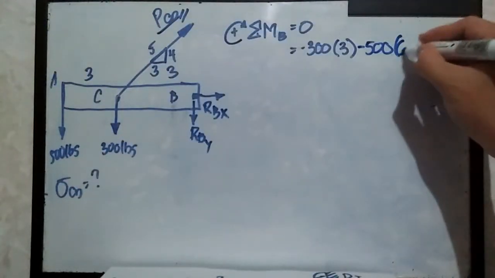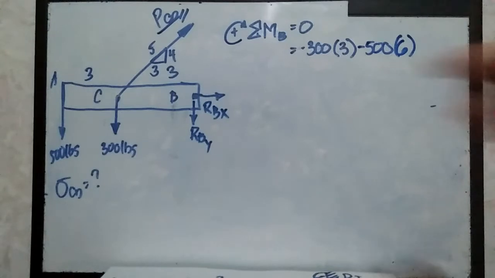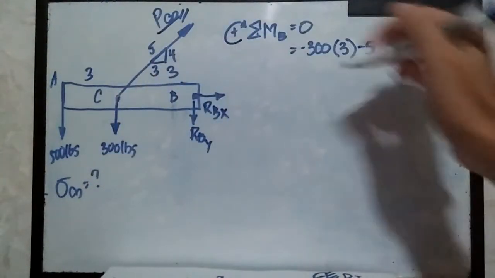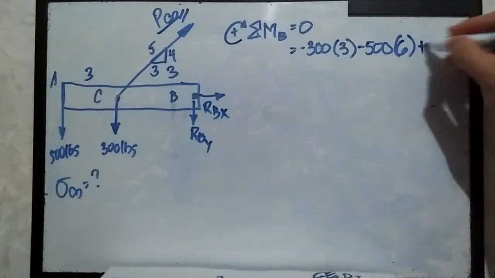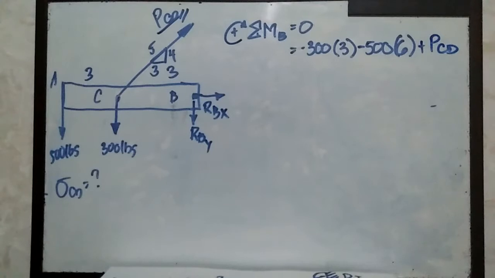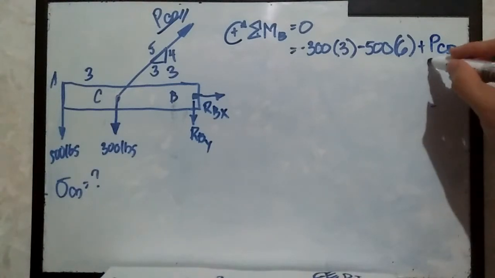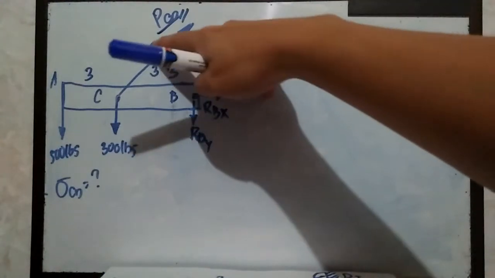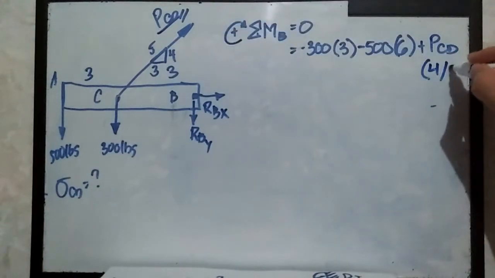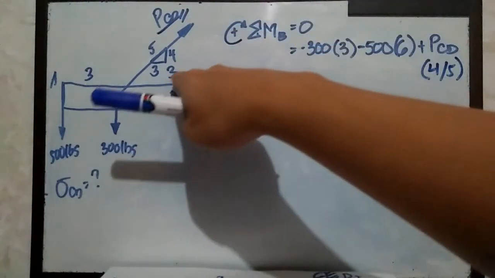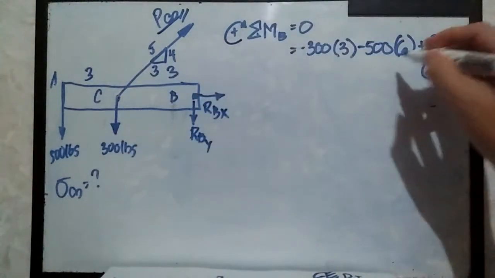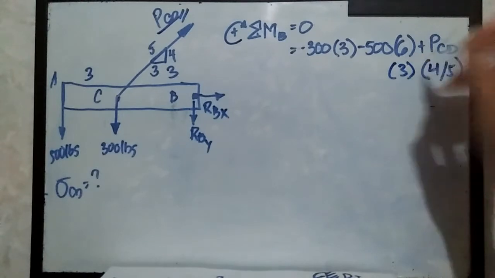And we have simply the y component of this P sub CD going up, so that should be plus P sub CD multiplied by its slope, which is equivalent to 4 over 5 because we only need the y component. So that should be 4 over 5 multiplied by the perpendicular distance equivalent to 3, times 3.